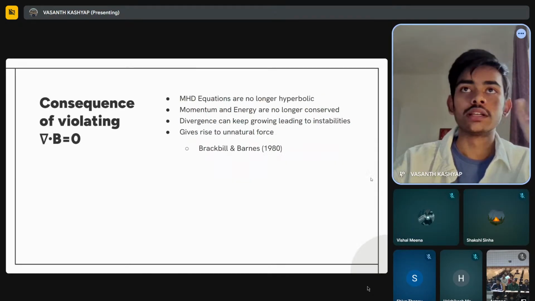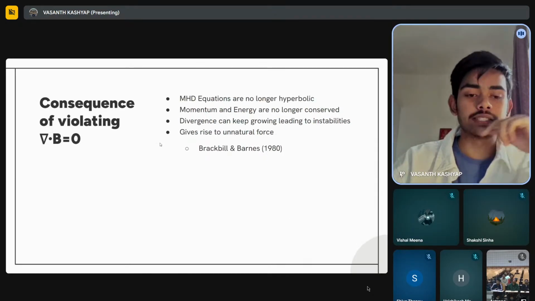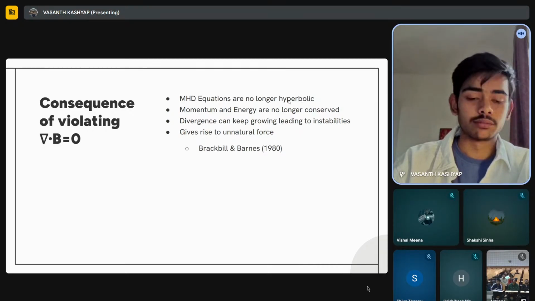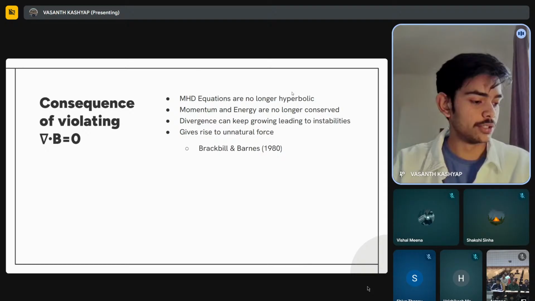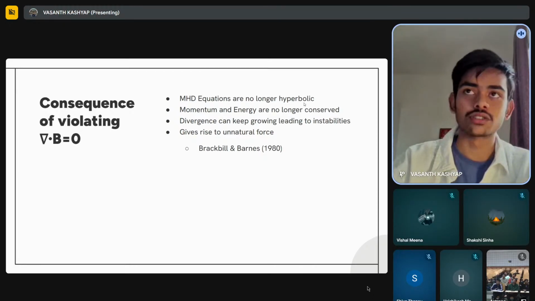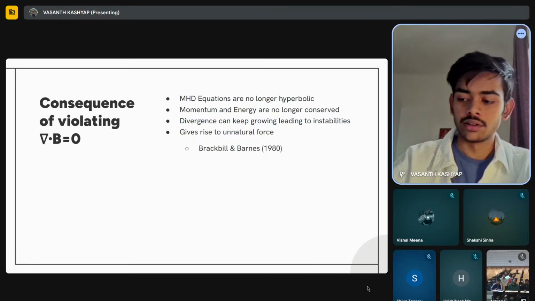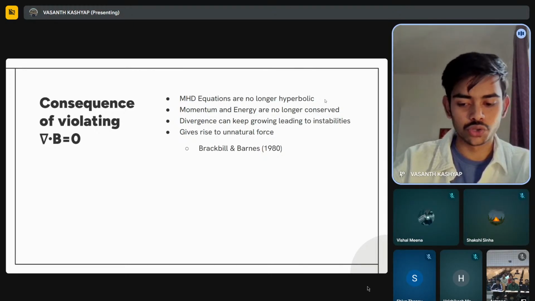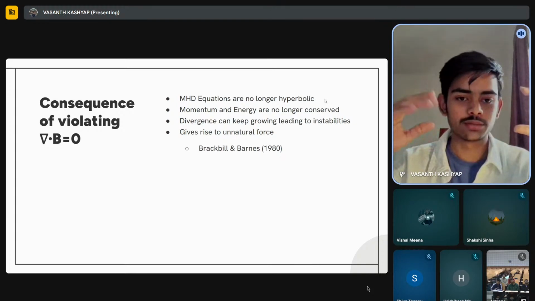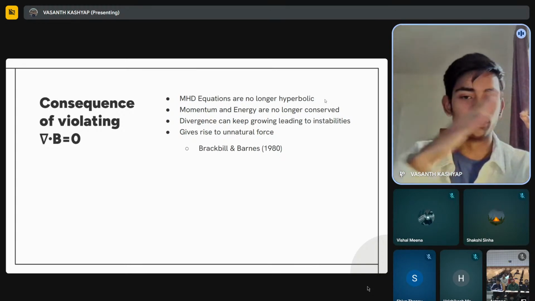So first thing that ends up happening is, I don't know if you guys have studied this in differential equations in your first year, but there are differential equations called hyperbolic, when you can describe the solution as a wave. So density can be described like the solution to mass conservation is basically a wave. It's basically like a sound wave.